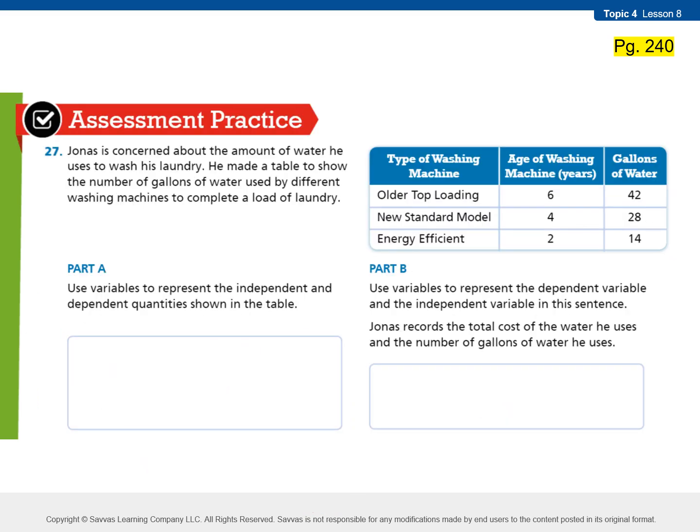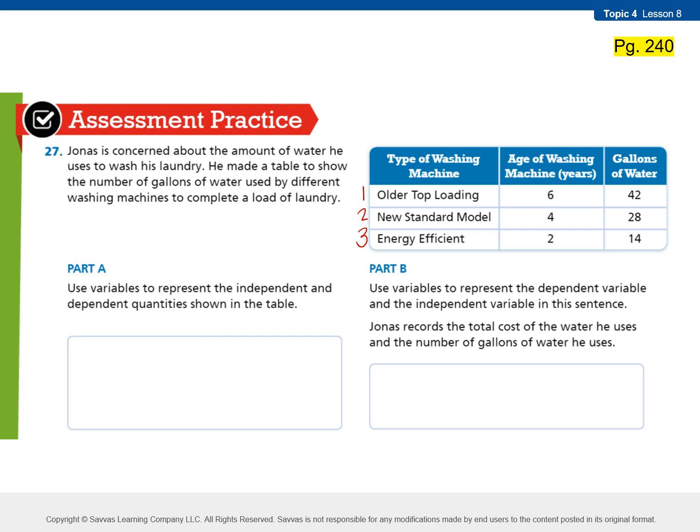Look at the assessment practice at the bottom of the page. Jonas is concerned about the amount of water he uses to wash his laundry. He made a table to show the number of gallons of water used by different washing machines to complete a load of laundry. So look at the chart to the right. He has 3 different types of washing machines, and it says the age of the washing machines in years. So age means how long the washing machine has been there or how long it has lasted so far.